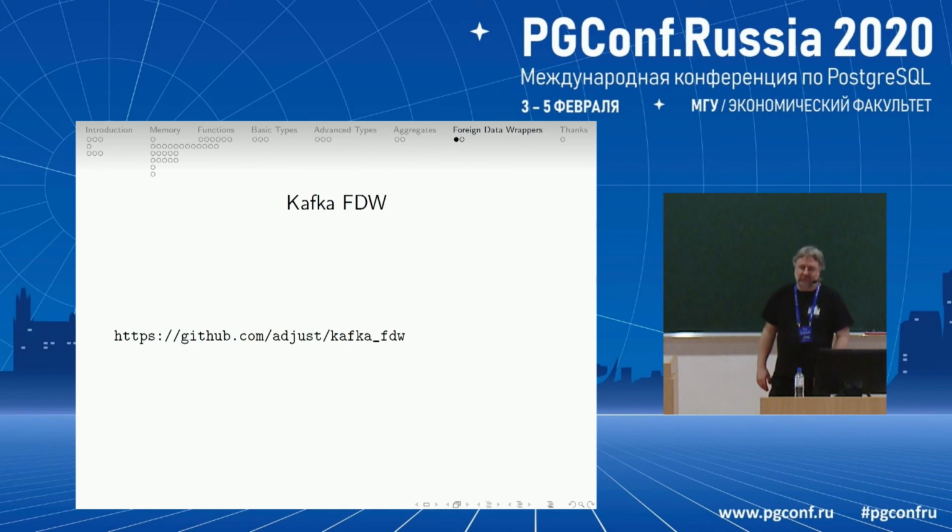So I want to go through two cases. I want to go through the use cases of them, and then we'll go through the code on both. The Kafka foreign data wrapper allows us to read CSV or JSON from Kafka into Postgres as tables.